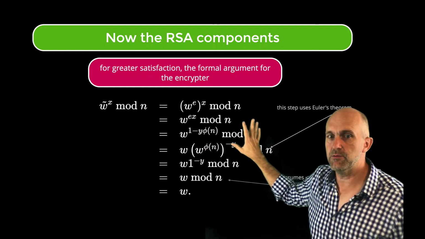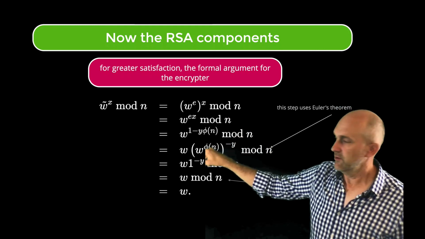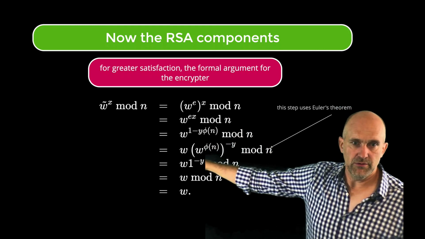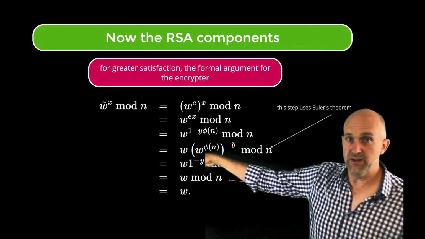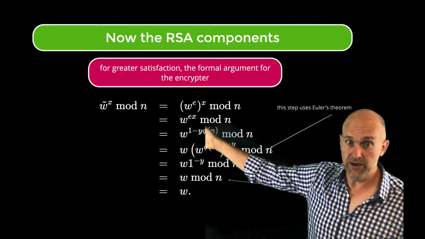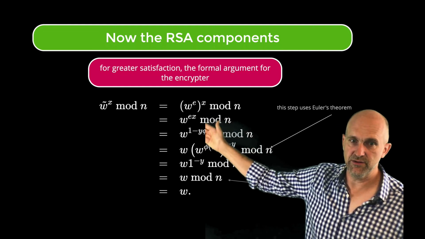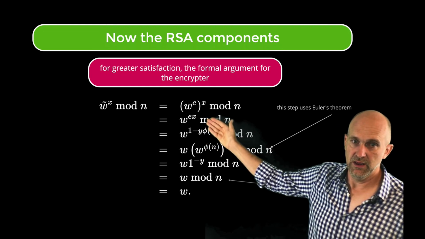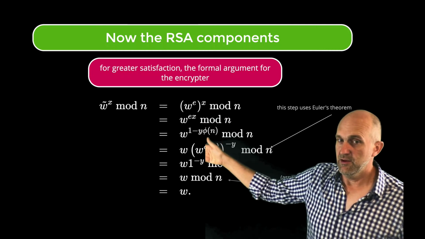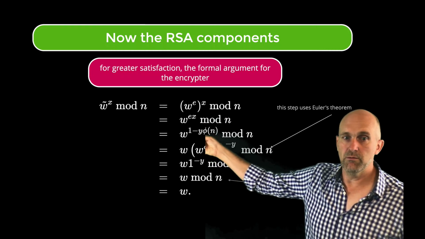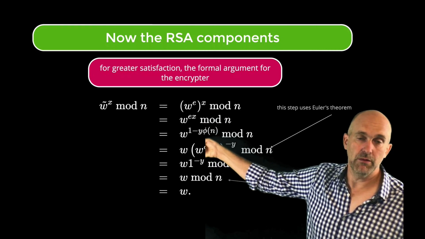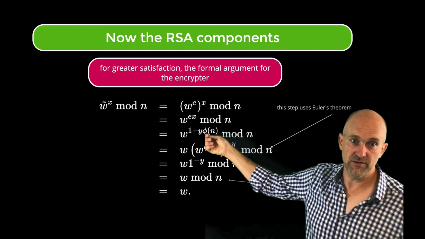So let's forget about the modulo n for a moment. Okay, so w tilde, as we encoded, was w to the power e. All right. So w to the power e to the power x is just w to the power e times x. Now we know e times x from the other transformation is 1 minus y multiplied with phi of n, the phi function of n.